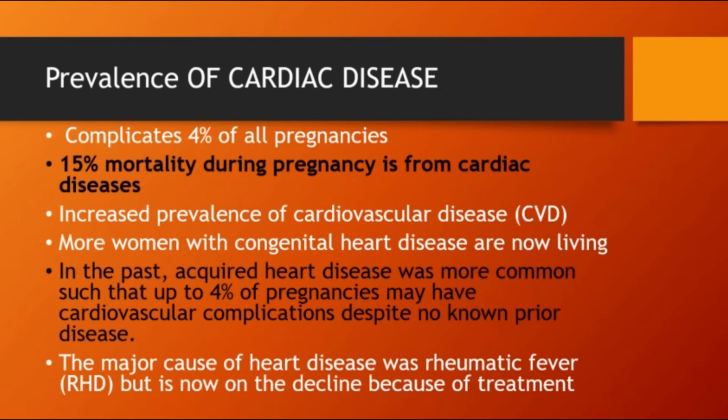More women with congenital heart disease are now living to childbearing age, so more congenital cases are seen in the antenatal care unit. In the past, acquired heart disease was more common, such that up to 4% of pregnancies may have cardiovascular complications, despite no known prior disease. Also, the major cause of heart disease used to be rheumatic heart disease, which is now on the decline because of antibiotic treatment for Streptococcus group A infections.